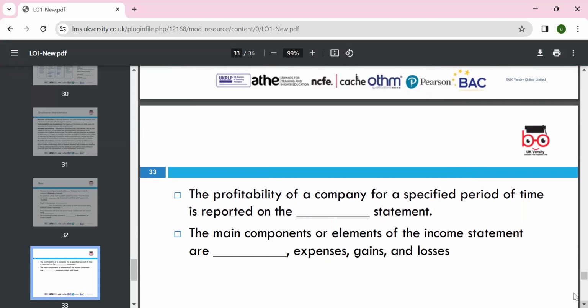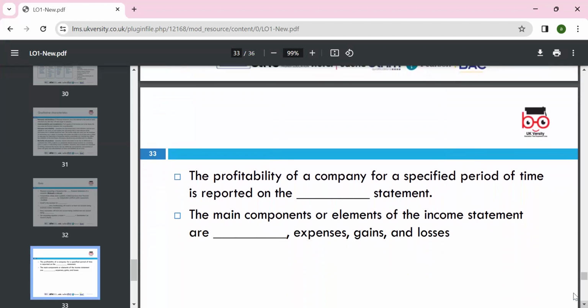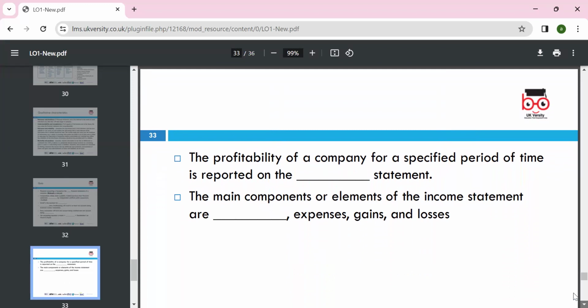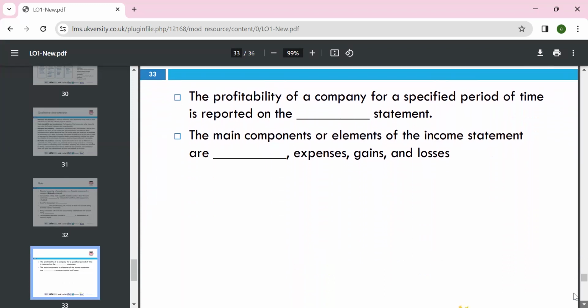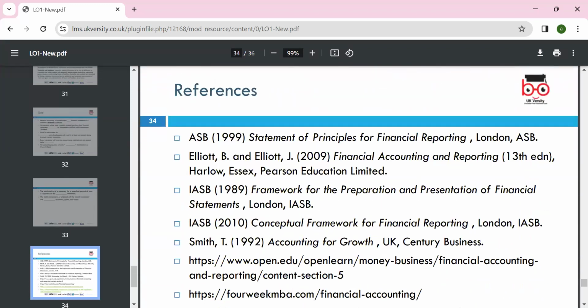Debit and credit should be equal, and the profitability of the company for the specific period is recorded in the income statement. The main components of the income statement, of course, are the sales, the expenses, gains, and losses, which are shown in the statement if you have them, and that's the key.